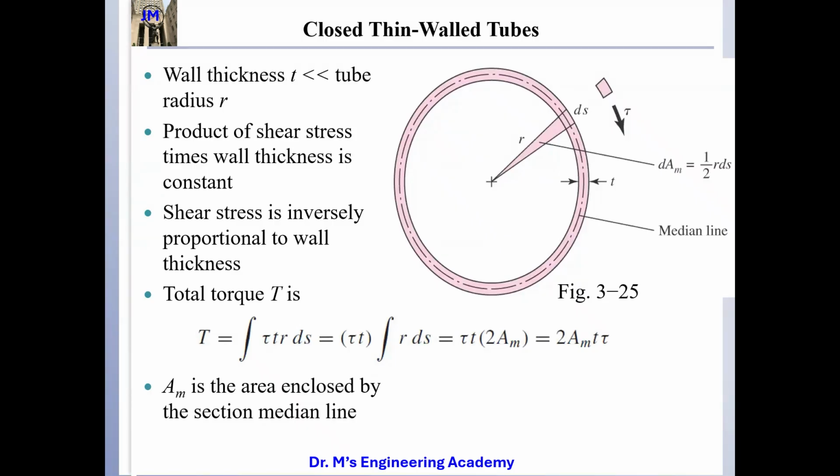This is kind of new, so I want to emphasize it more. If we have a very simple tube, we have new equations. Suppose the thickness T is much smaller than the tube radius R, and the product of the shear stress times the thickness is constant.